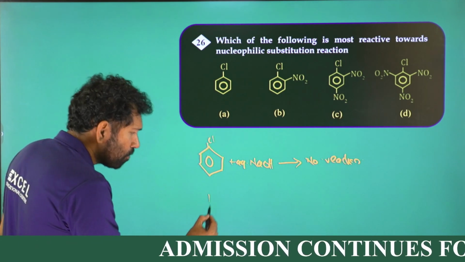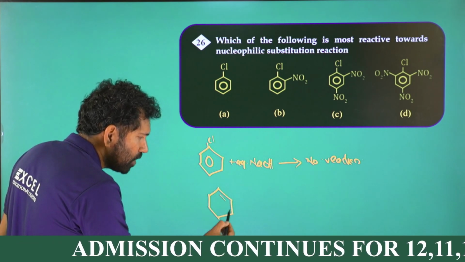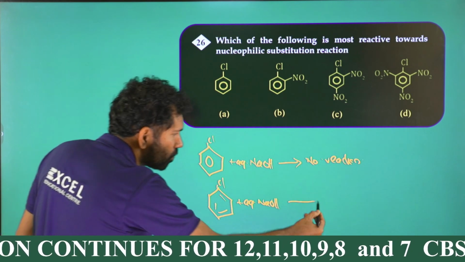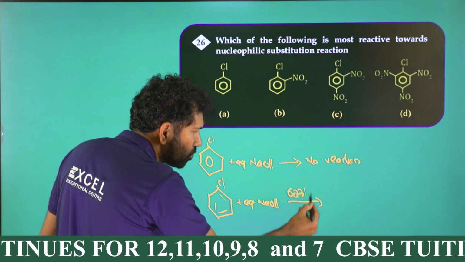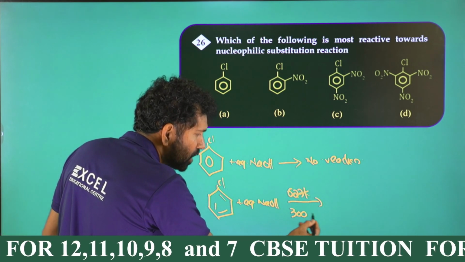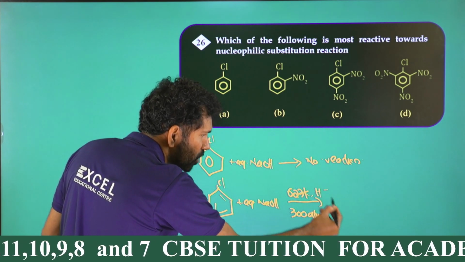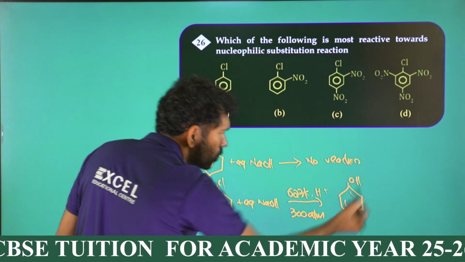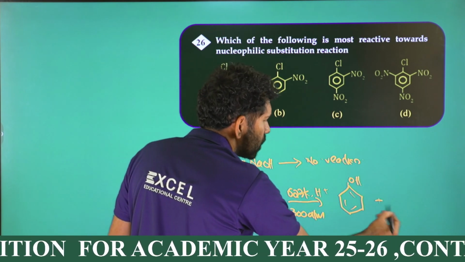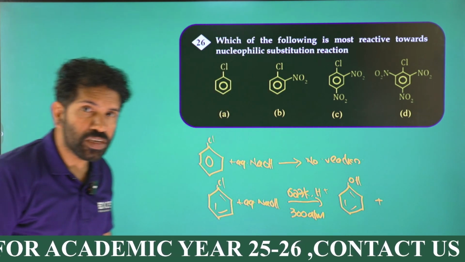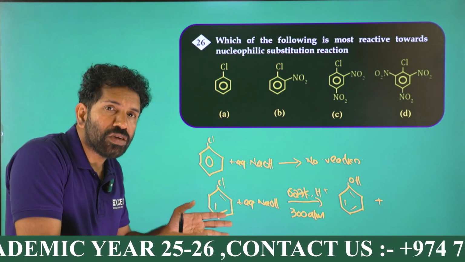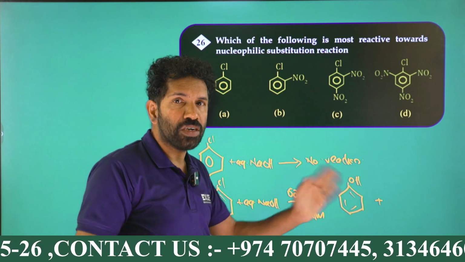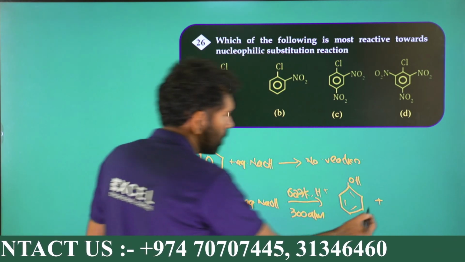Now, suppose I am doing very drastic conditions. Chlorobenzene with aqueous NaOH at 623 Kelvin, then 300 atm pressure followed by acidification. It will react to produce phenol. This is possible at very high temperature as well as drastic conditions. So they will react only under drastic conditions. That's it. So you will get NaCl.